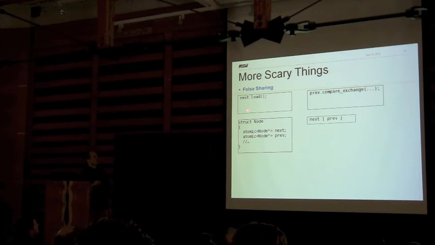Those are two different atomic variables, so there should be no problems between these. They should be completely independent. But what often happens is you put these side by side in memory, they end up on the same cache line, and it turns out in a lot of cases these are basically one giant atomic variable in a sense. If you mess with this one, this compare exchange can fail, right?